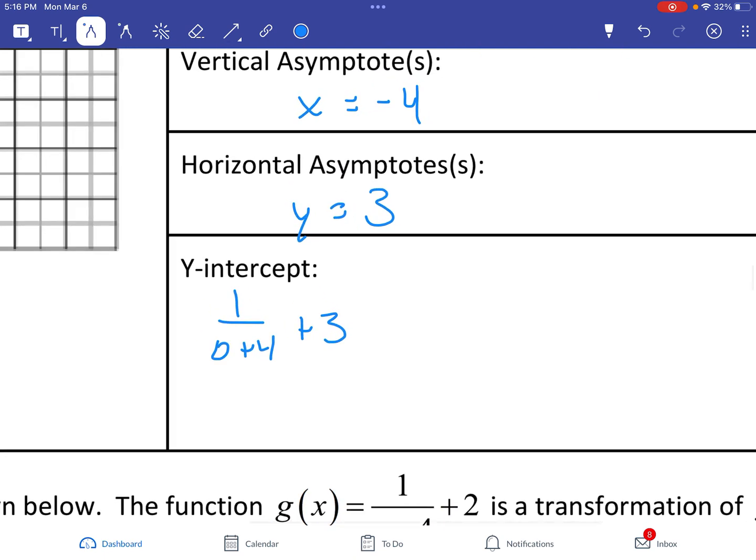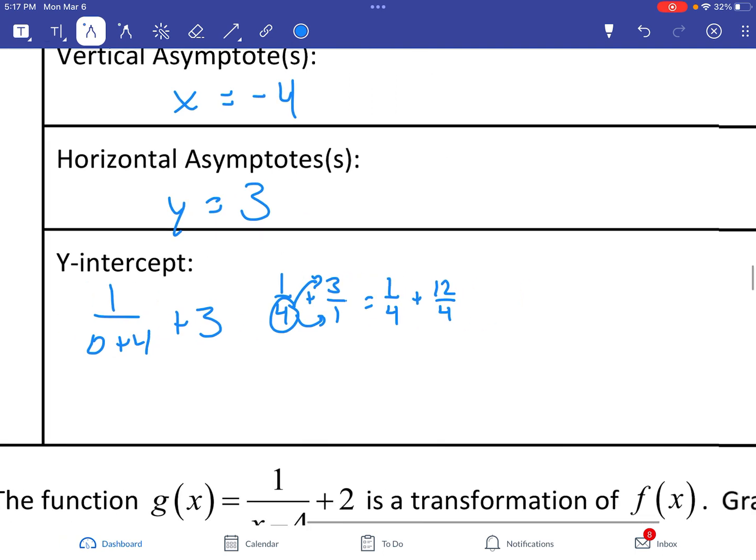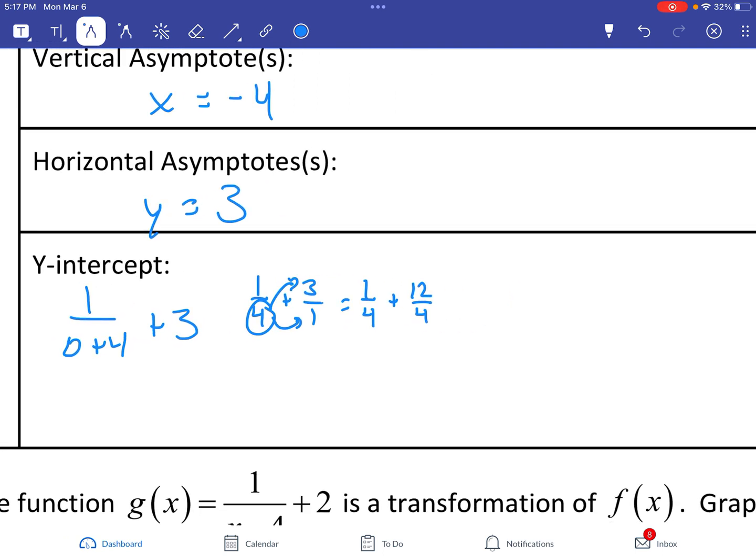So I have 1 over 4 plus 3 over 1. I multiply the top and the bottom of my second fraction by my denominator. I'll get it here and here. So I get 1 over 4 plus 12 over 4. When I have common denominators, I can now add the numerators. So I get 13 over 4. And I write that as my y-intercept as a point: 0, 13 over 4. And that's my answer.